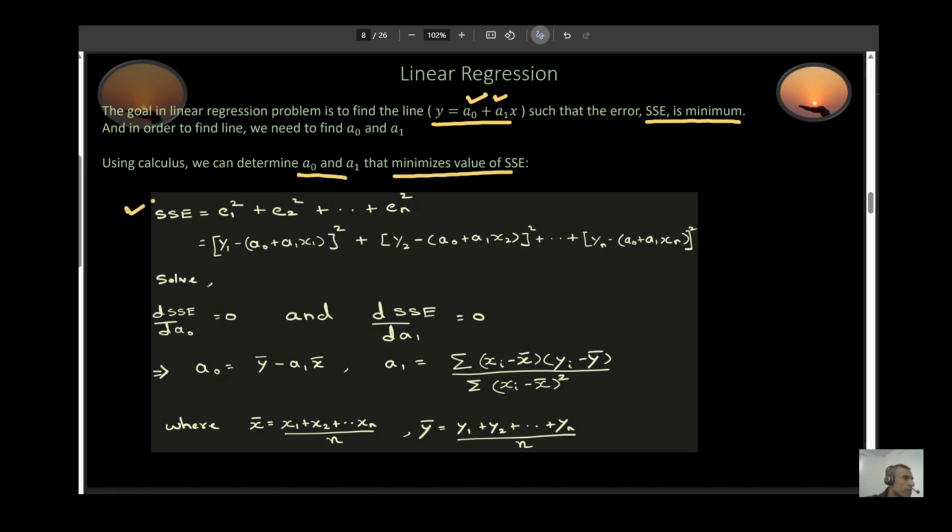So this is my SSE. This is the expression for that. You differentiate this expression with respect to A0 first, then differentiate with respect to A1. Solve these two expressions. Your answer will come out to be this right here. And in this case, this x bar means the mean value of my x data points, and y bar right here means the mean value for your y data points.